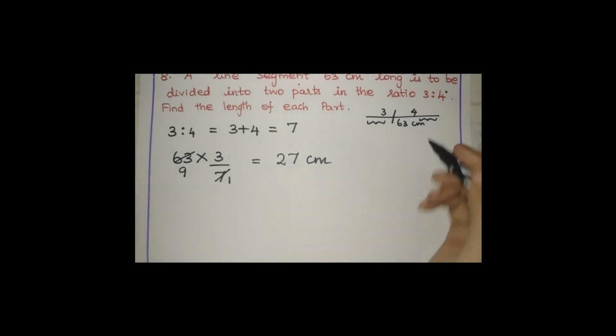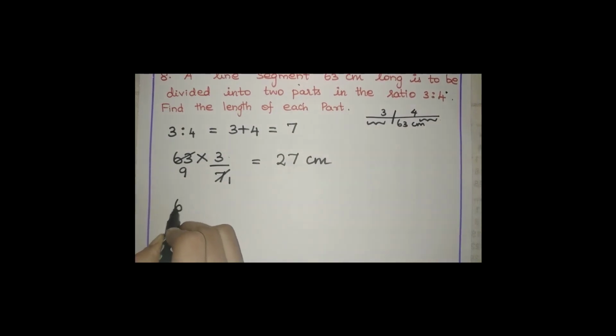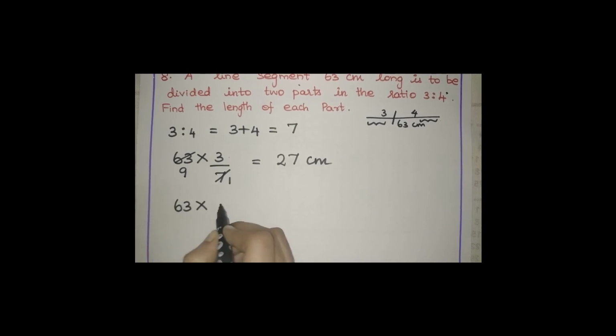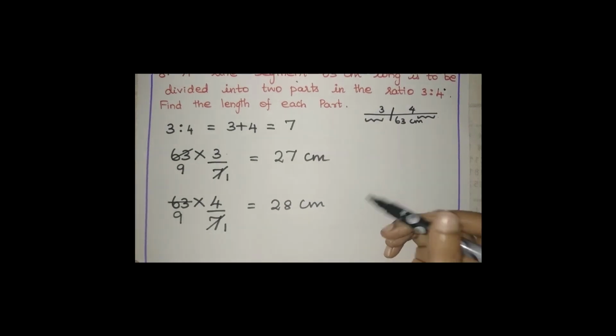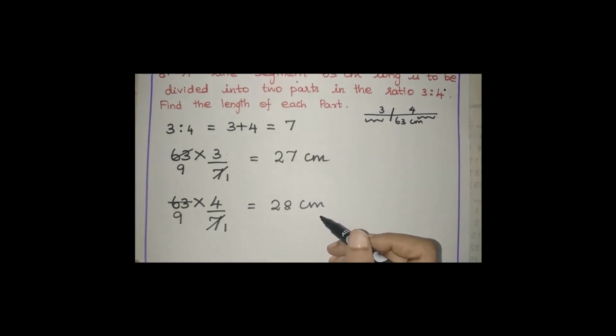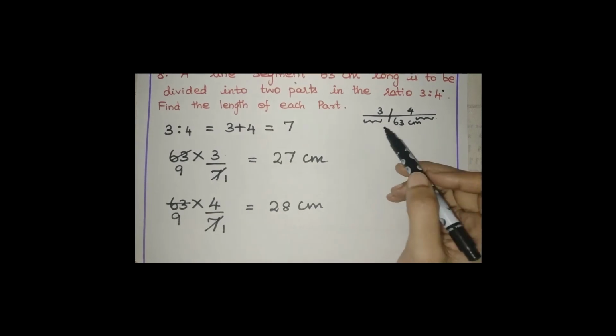Now find the second part, length of the second part. So what is the ratio given? 4. So write 63 into 4 by total parts. So same 1 into 7, 9 7s are 63, 9 4s are 28 centimeter. So which one is longer? 28 centimeter. You have found.